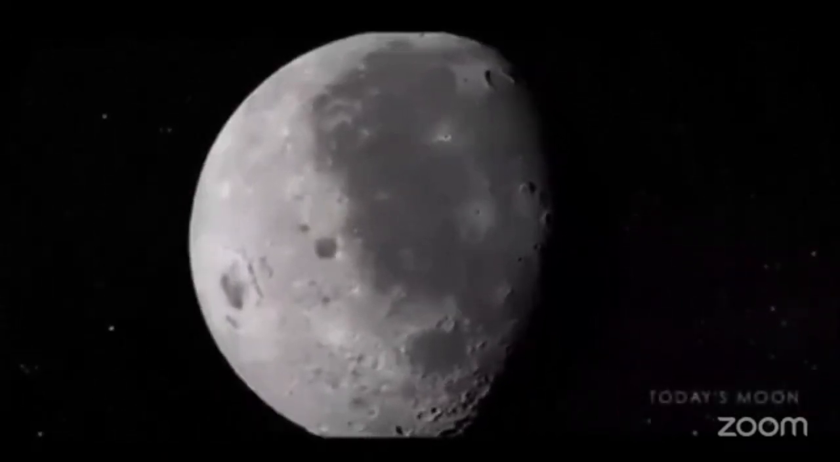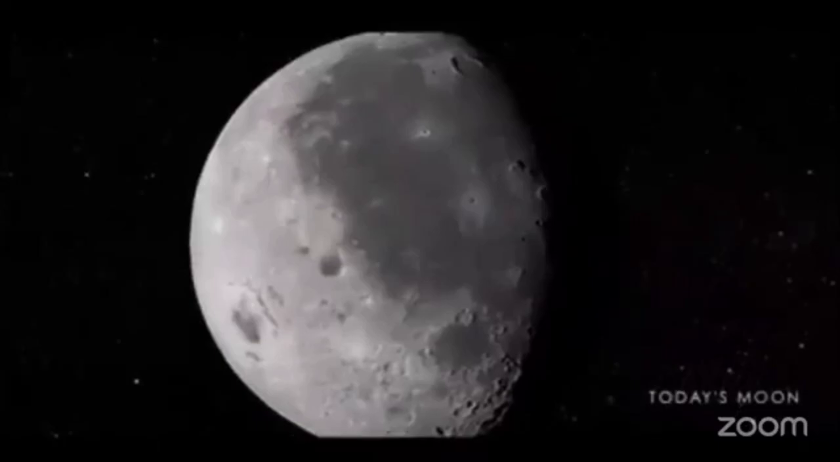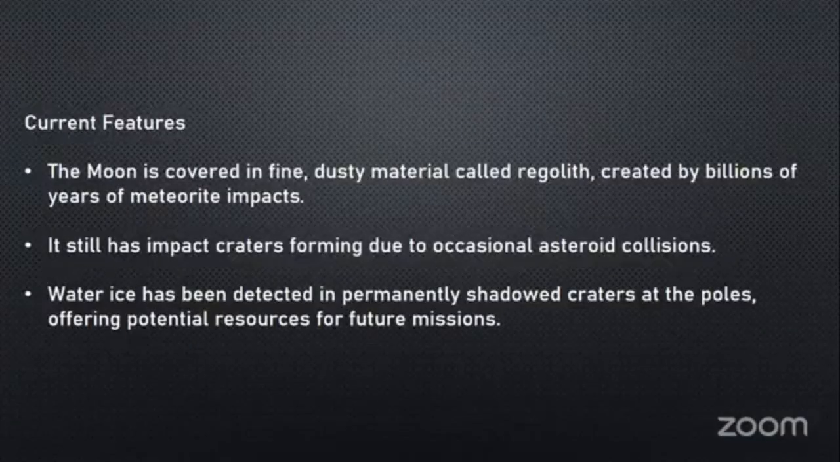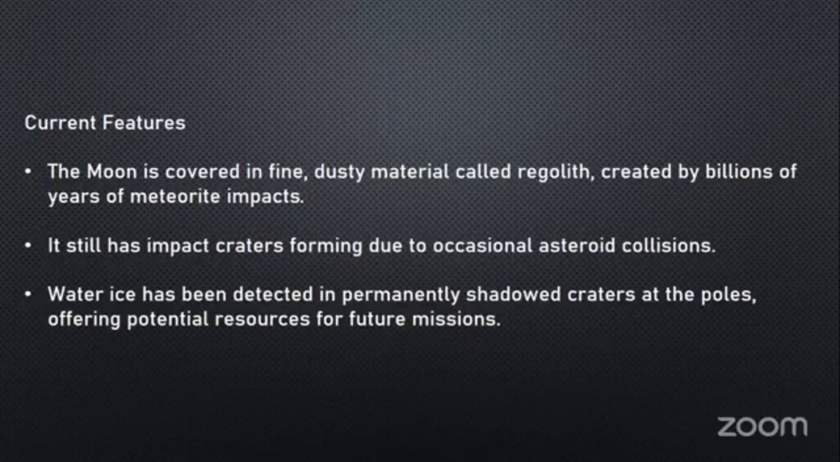Now, the current feature of the moon is that it is covered in fine dusty material called regolith, created by billions of years of meteorite impacts. It still has impact craters forming due to occasional asteroid collisions. Then there is water ice, not liquid water, but ice in solid form. It has been detected in permanently shadowed craters at the poles of the moon. So they offer potential resources for future lunar missions.